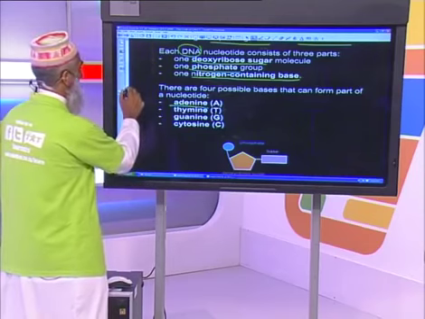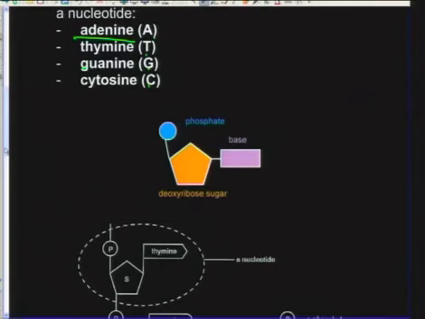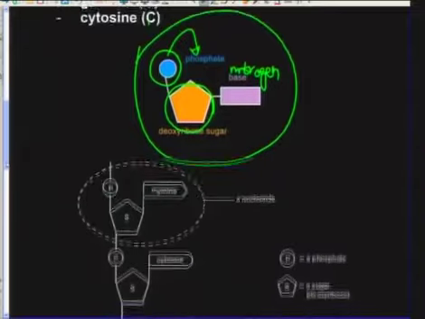Okay? Now let's look at the structure. There we have it. Phosphate, there, attached to a deoxyribose sugar, there, and that is attached to a nitrogenous base. This represents one nucleotide. Now let's look at that in a molecule.